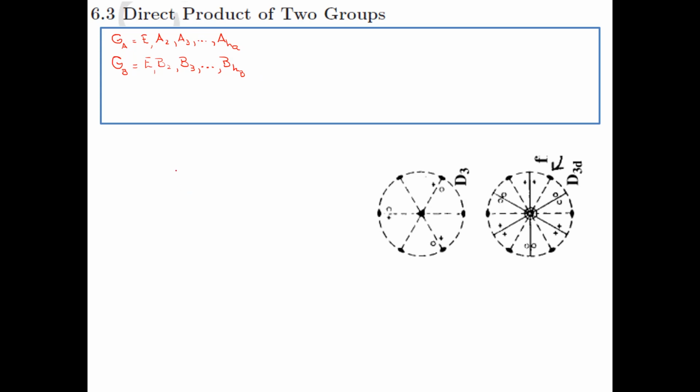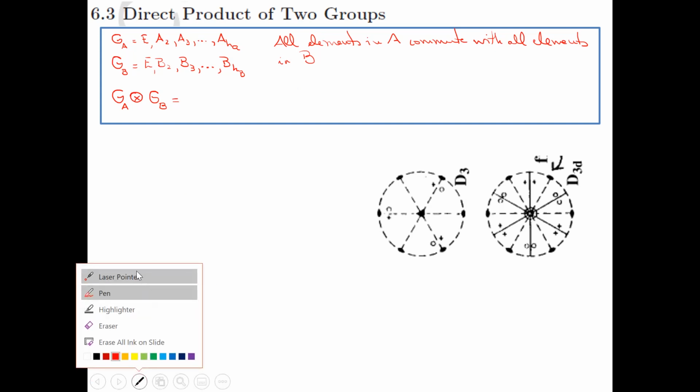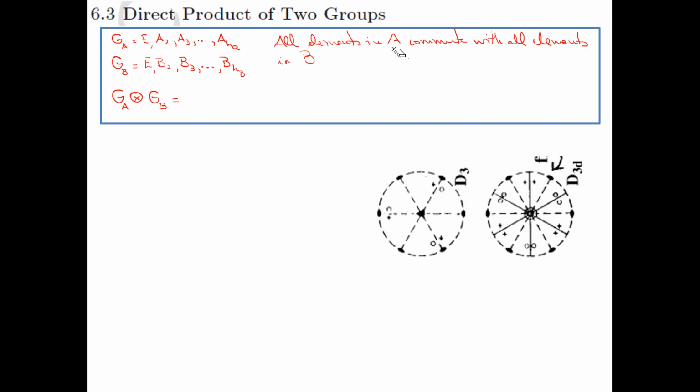Okay? What I define by the direct product group, and I use the notation GA direct product with GB, is the, so the other condition I must have is that all elements in GA commute with all elements in GB.